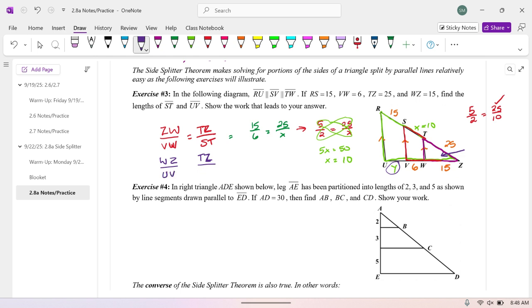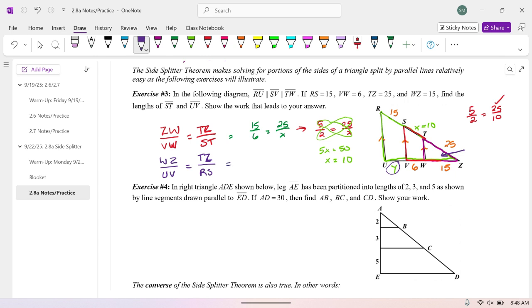So what would go with TZ? What part of the triangle, red, purple, or green? Green. So it would be what side? RS. All right, that's how you look at it. If it's easier to color code it, because there are three similar triangles in there, go for it.